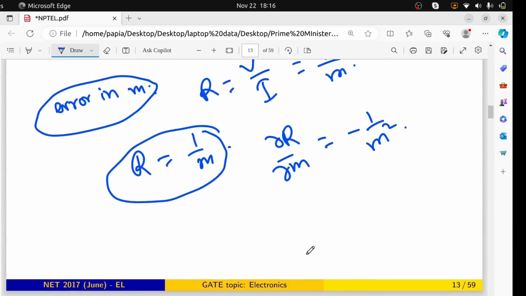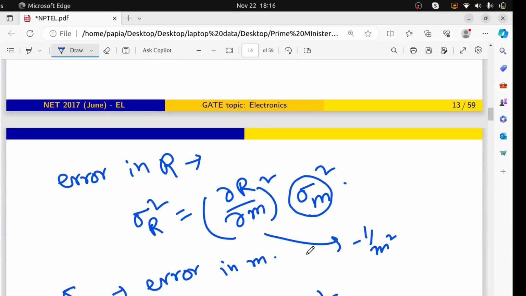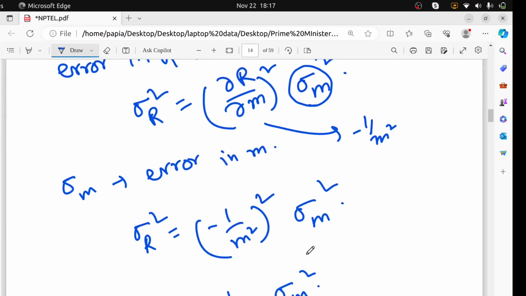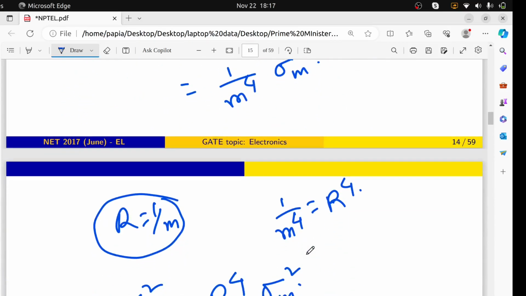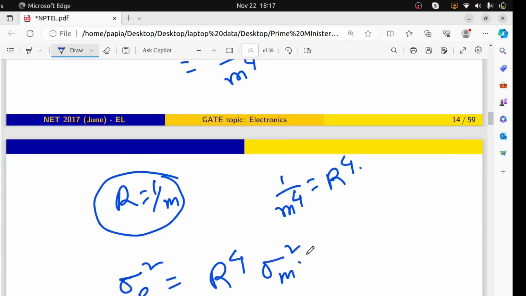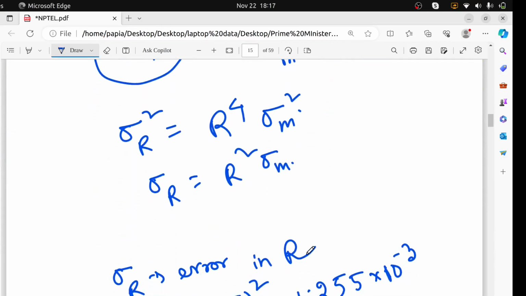Error has an expression: sigma r square equals del r del m whole square into sigma m square. Now del r del m we have already calculated as minus 1 by m square, and then that whole square is 1 by m to the power 4, and then sigma m square. Sigma m square was already given, which is the error in the slope we plotted. And 1 by m to the power 4 is nothing but r to the power 4 into sigma m square. So sigma r can be written as r square sigma m.